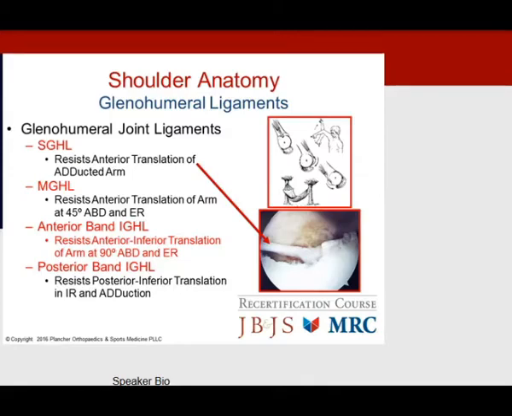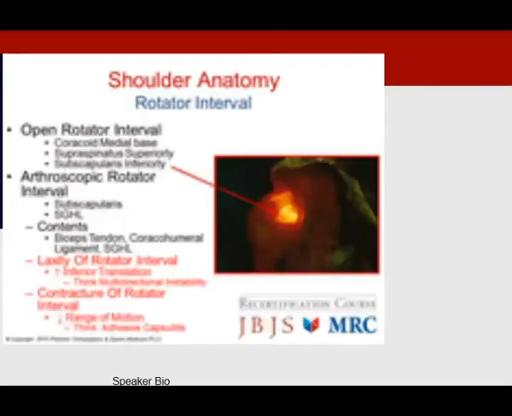Inversely, the posterior band of the inferior glenohumeral ligament is thought to resist posterior translation and inferior translation with the arm down at its side and internal rotation.